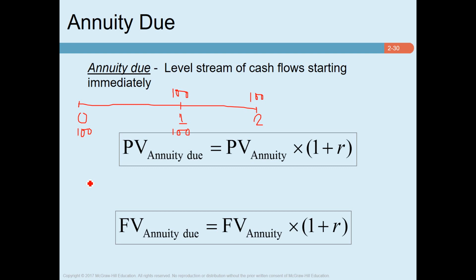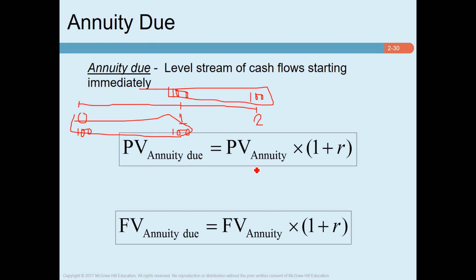Now if cash flow starts immediately, let's say $100 here and $100 here, then it is annuity due. Okay, so you can see in both cases you get $100 at a regular interval for 2 periods, but in this case $100 starts at the end of first period, and in this case the annuity starts at the beginning of the period. So at the end of period 1, this is ordinary annuity and this is annuity due.